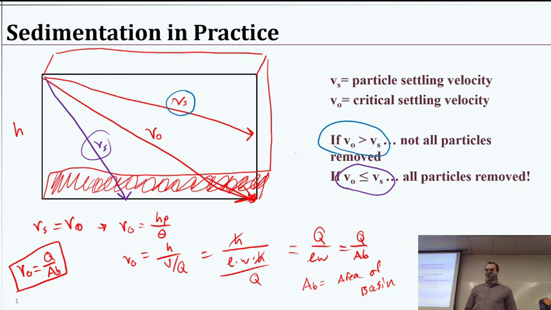So I just wanted to expand on this a little bit further today, and explain how we can look at what percentage of particles will be removed if we don't get all of them. We'll look at a couple of other sedimentation reactor basin types that we can use, and then get into coagulation.